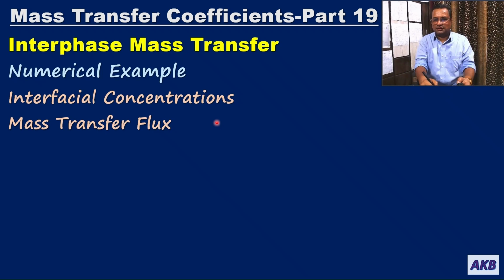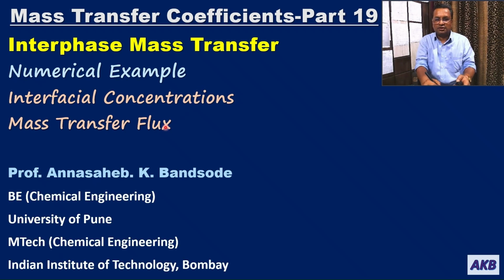In part number 18, I had discussed one numerical example where I showed how to find interfacial concentrations and then mass transfer flux. But in that example, an equilibrium relationship was known to us. In this particular example, instead of the equilibrium relationship, we are provided with the equilibrium data. So we will be learning how to use that equilibrium data to find interfacial concentrations and mass transfer flux in a typical interface mass transfer operation.